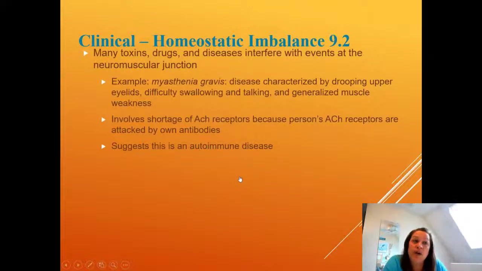All right, so why is this important? Why do we want to know this for anatomy and physiology? Well, some toxins, drugs, and diseases interfere with events at the neuromuscular junction. General anesthesia is about stopping any kind of nerve transmission to the muscle. Myasthenia gravis is an autoimmune disease that involves acetylcholine receptors. So knowing about the microscopic anatomy and microscopic function of muscle cells can be important.